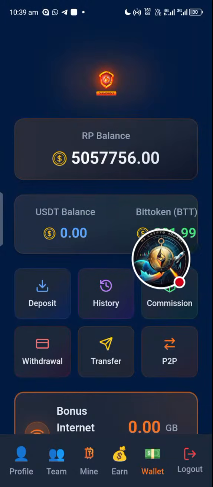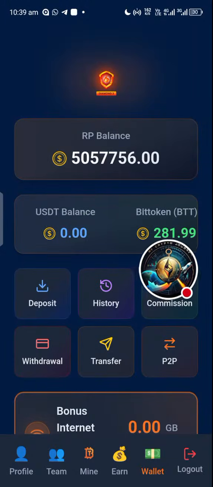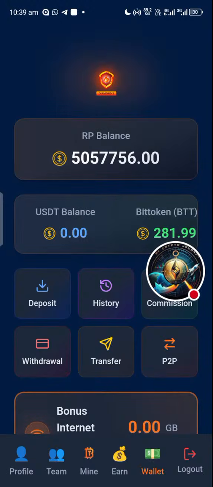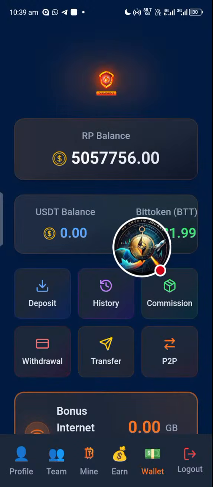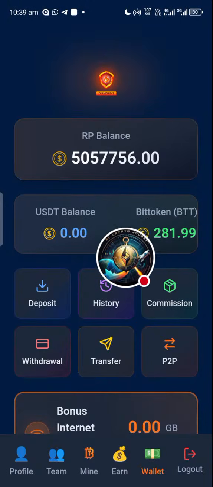And you can see my BITTOKEN balance here. I have 281.9. All right. So now this one was converted today. Today being the 16th, right? Yeah. So it was converted today.